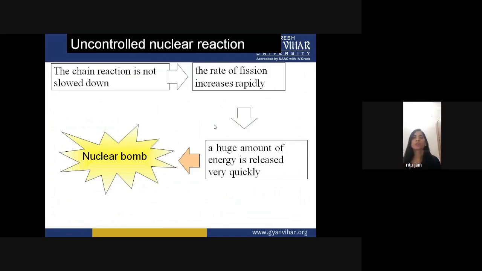Okay, so the chain reaction must be controlled, and it can be controlled by using the moderator, which slows down the reaction. It is a very important part of a nuclear reactor. So there are two types of reaction: one is the controlled reaction and the other is the uncontrolled reaction. If your chain reaction is controlled, then you can easily utilize the energy which you are getting. But if your reaction gets uncontrolled, then you can't use this energy and it comes in the form of a nuclear bomb, which is very harmful.